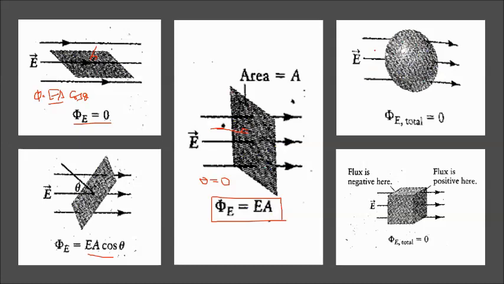Next figure. The fourth and fifth are the same. To compute for the electric flux, the total is 0. Why 0? Because the flux is negative on one side and the flux is positive on the other side. When you add that, the total is 0.